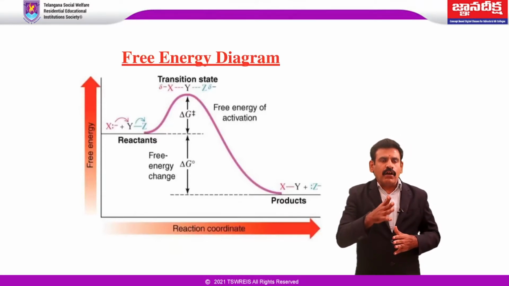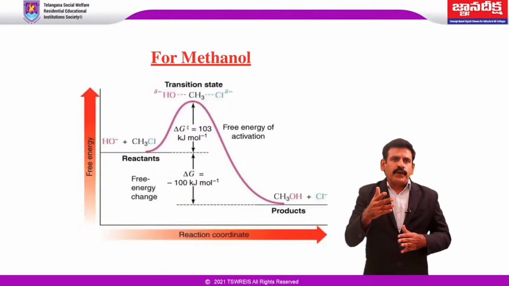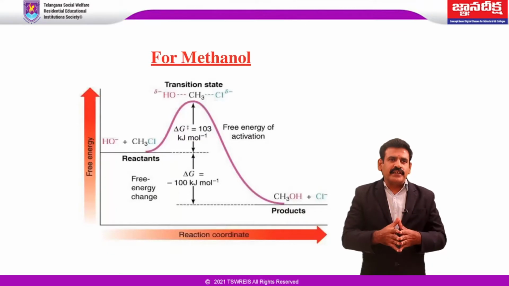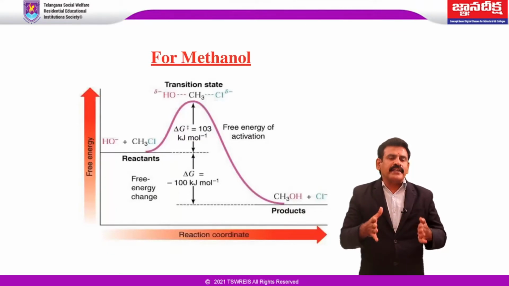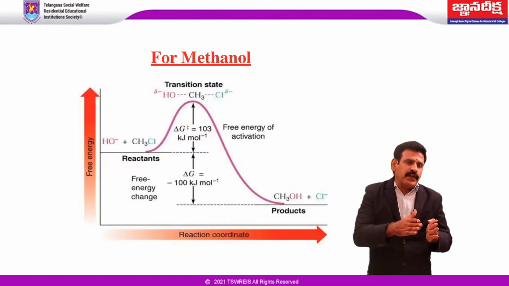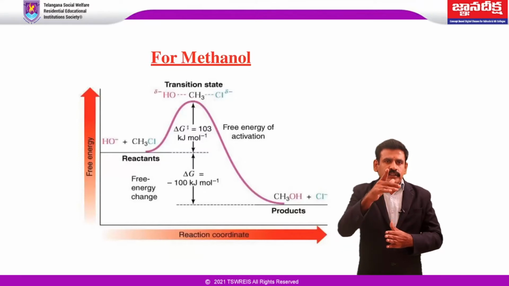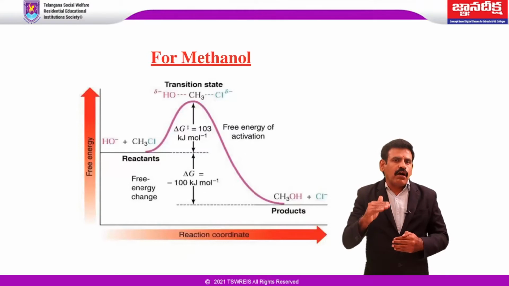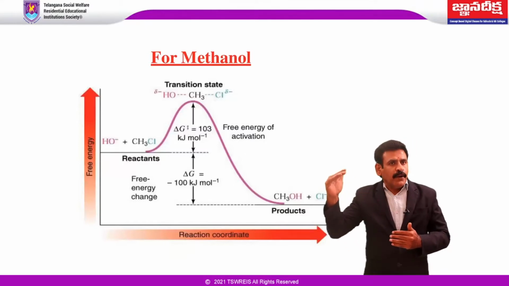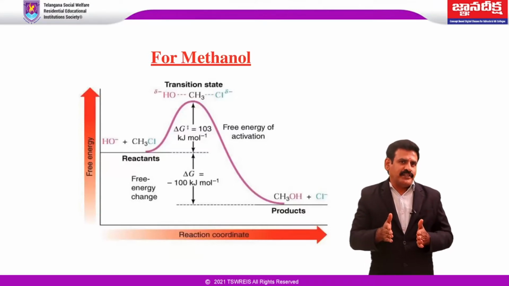See the methyl alcohol formation. So for methanol, this is the free energy diagram of how methanol is formed in the SN2 reaction mechanism. See, the hydroxide ion attacks methyl chloride from the backside. So we will get the transition state in the middle, and finally we will get methyl alcohol and chloride ion as products. So this is the free energy diagram for methanol in the SN2 mechanism.